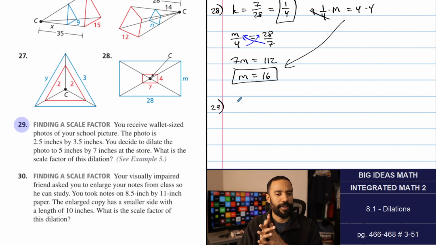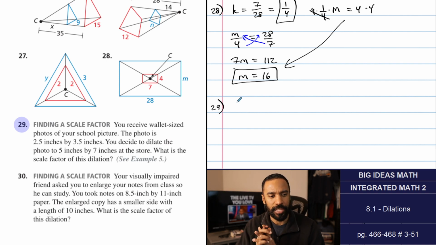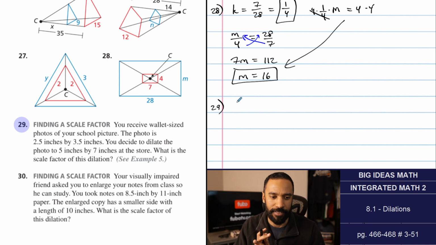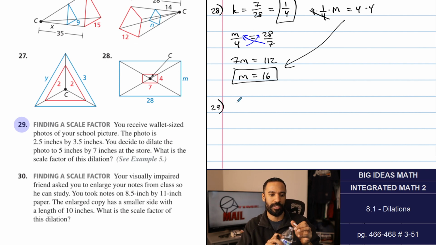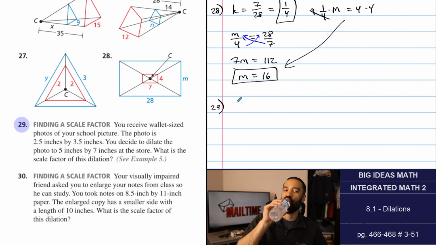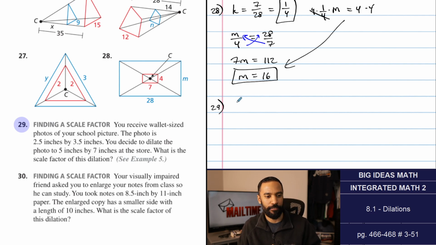All right, number 29, finding a scale factor. You receive wallet-sized photos for your school picture. The photo is 2.5 inches by 3.5 inches. You decide to dilate the photo to 5 inches by 7 inches at the store. What is the scale factor of this dilation?